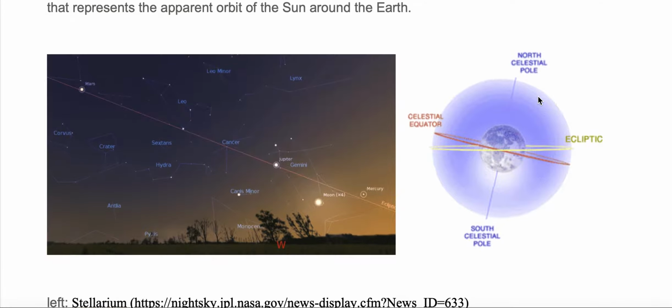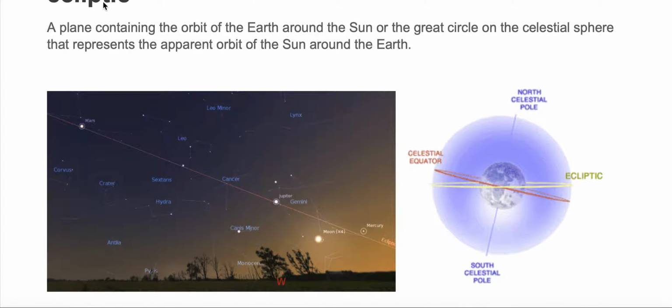So let's start with the one on the left. The one on the left says a plane containing the orbit of the Earth around the Sun. So here we're looking on Earth, and we're looking out at constellations in blue, and we're looking at the moon, and we're looking at various different planets, Mercury, Jupiter, and Mars. Now notice this red line in the sky. Well, this red line in the sky is the ecliptic.